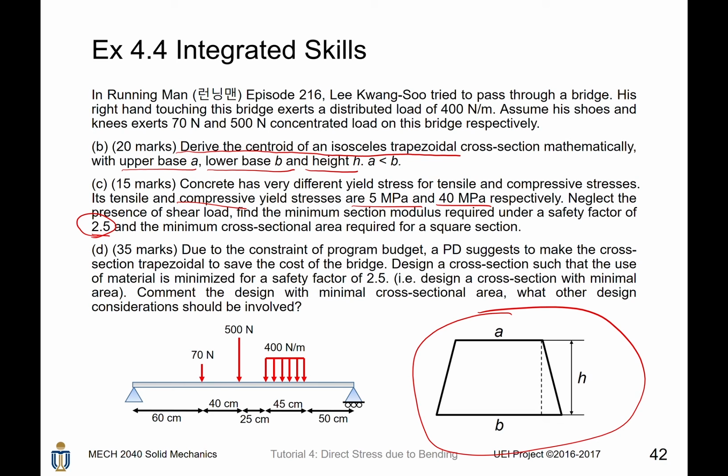So they want to have the minimum usage of the material such that they can save money for building the bridge. Design a cross-section such that the use of material is minimized for a safety factor of 2.5. You want to design the bridge such that the minimum cross-sectional area is attained. You are also required to think of it. What other design considerations should be involved?